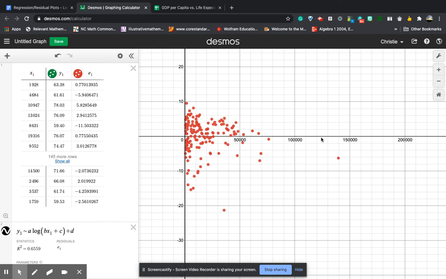They are fairly scattered about the x-axis, so that tells me that this may be a good model. But honestly, one thing I don't like seeing in these residuals is it has this funnel effect. So perhaps there's an even better model of a function we haven't studied yet.